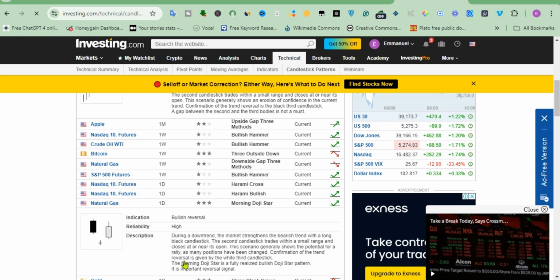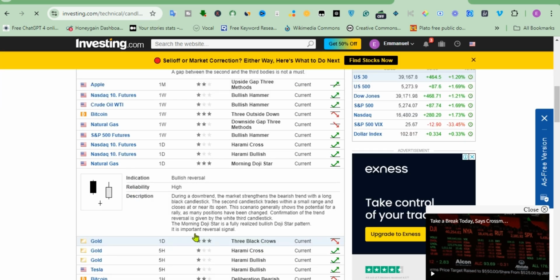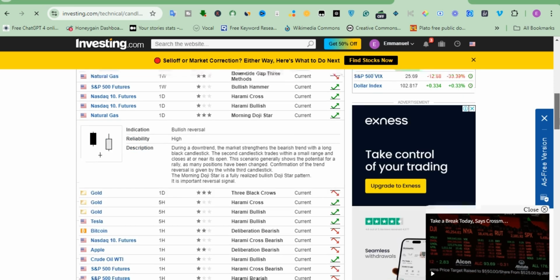That's the confirmation. The morning doji star is a fully realized bullish doji star pattern. It is an important reversal signal. So when you see this at a trend level, at the resistance level, just enter for a buy. Please come here and check all these candlesticks and the way they look, so when you see them you understand what they mean.